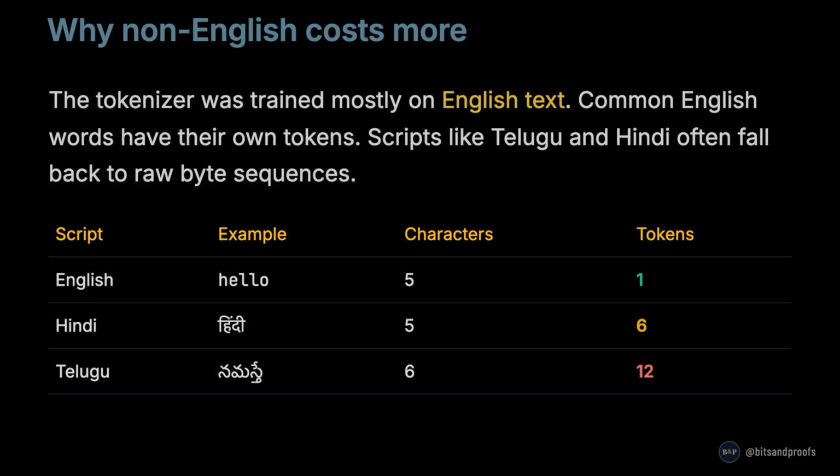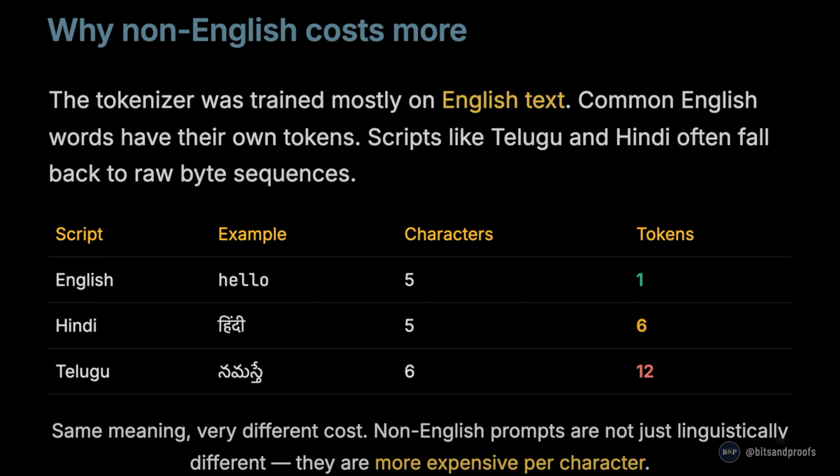So why does this happen? The tokenizer was trained mostly on English text. Common English words got their own dedicated tokens. Scripts like Telugu and Hindi, which appear far less in the training data, fall back to raw byte sequences. So the same meaning costs far more tokens. Take hello in English, 1 token for 5 characters. Hindi for the same idea, 6 tokens. Telugu, 12 tokens. Same meaning, very different cost. If you are building for a non-English audience, this difference adds up fast.